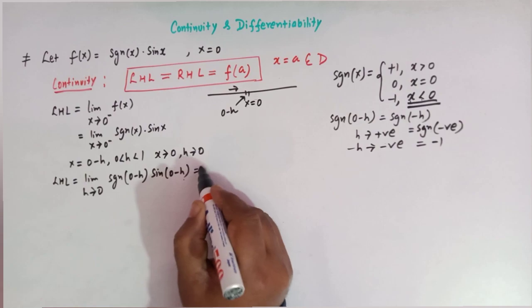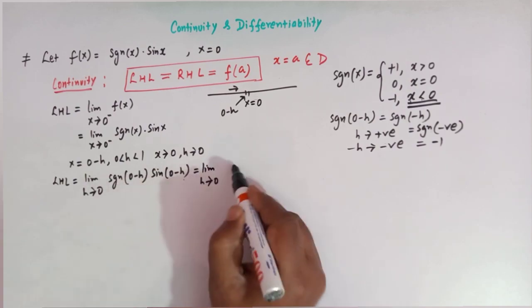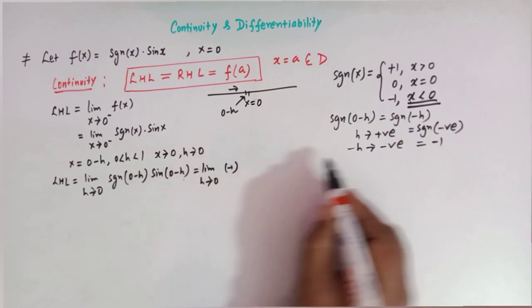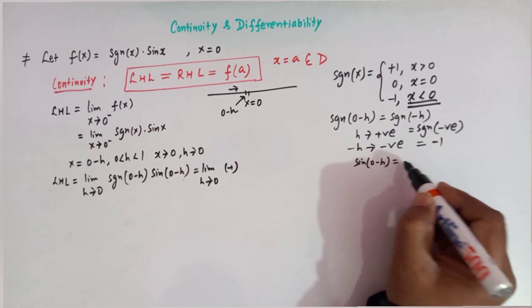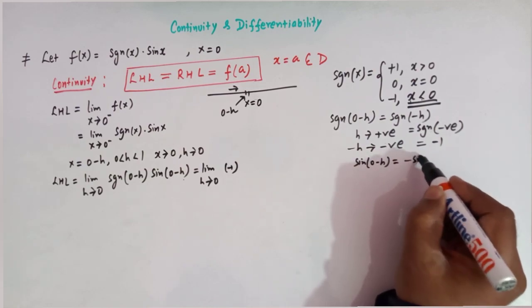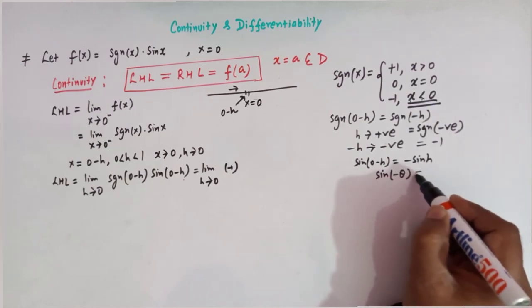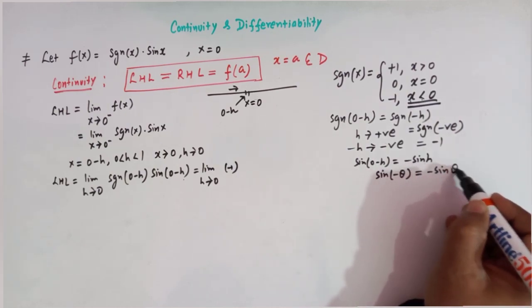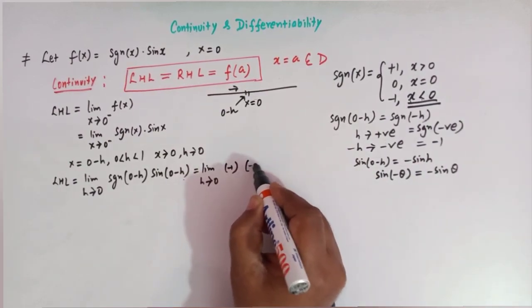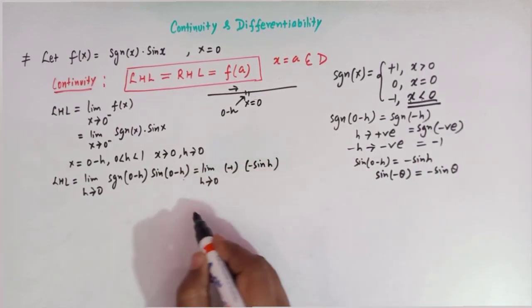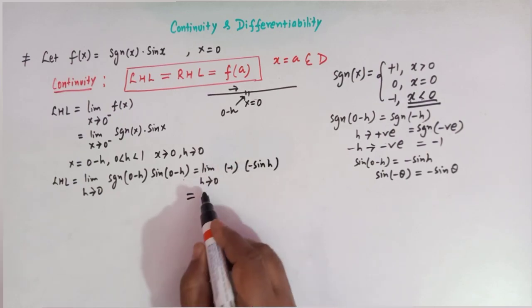So now here we will write limit h tends to 0. Here we have minus 1, and sine of 0 minus h can be taken as minus of sine h, because from trigonometry we know that sine of minus theta is minus sine theta. So here we have minus sine of h, and minus 1 times this negative sign, it becomes plus.